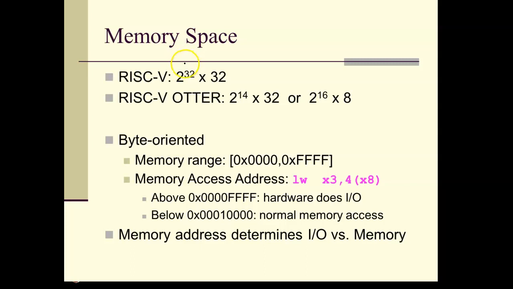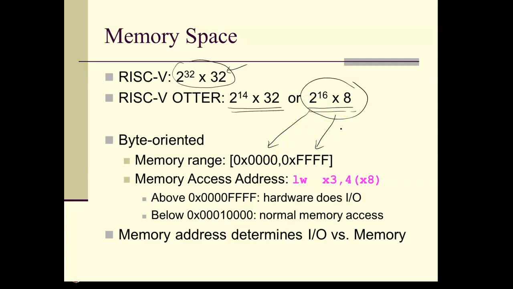The memory space in the RISC-V is essentially 2 to the 32 times 32 bits. What we're working with is something limited, because we're going to implement this on hardware, and our hardware is very limited. So this is the address space we're working with. Now this is real physical memory. We're limited to 2 to the 14th times 32, but typically a more useful number is 2 to the 16th times 8, and that is our real memory range right there.